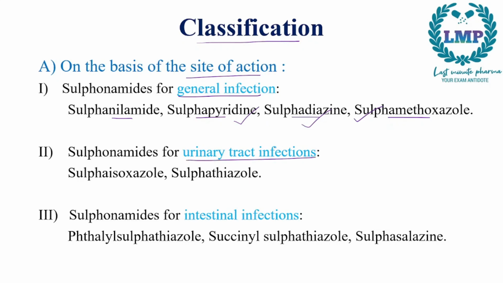Sulfonamides for urinary tract infection, we have sulfaisoxazole and then we have sulfathiazole. So how we can remember this is UTI. So U we will keep separately, T and I: sulfathiazole and sulfaisoxazole. Next we have sulfonamides for intestinal infections. For intestinal infection, we have phthalyl sulfathiazole, succinyl sulfathiazole and sulfasalazine. So we'll remember we have ST for intestinal. So intestinal ST. So we have sulfathiazole, which is in two different forms, succinyl sulfathiazole and phthalyl sulfathiazole, and then we have an extra sulfasalazine.